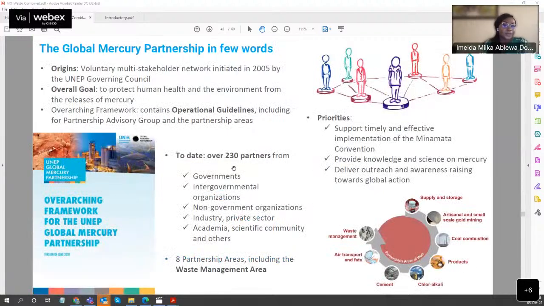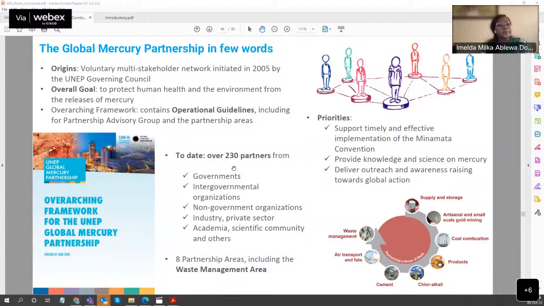So briefly, the Global Mercury Partnership was initiated in 2005 by a decision of the UNEP Governing Council with an overall objective to protect human health and the environment from the emissions and releases of mercury. Specific priorities include the timely support and effective implementation of the Minamata Convention, the provision of knowledge and science on mercury, but also some outreach and awareness raising towards global action.